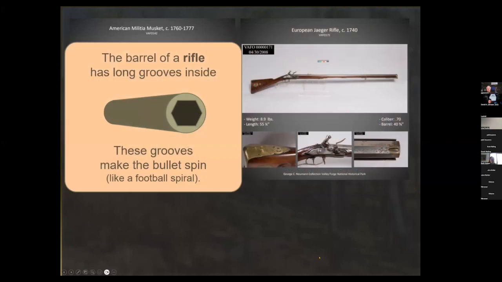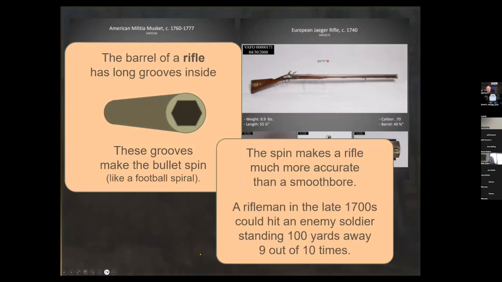So the other weapon that's a possibility is a rifle. It's got long grooves inside it. The grooves make the bullet spin like a football spiral, and that means it's going to go straighter. A rifleman in the late 1700s could hit an enemy soldier 9 out of 10 times 100 yards away. Now, who has a rifle is somebody who's hunting. And that was basically the Americans.